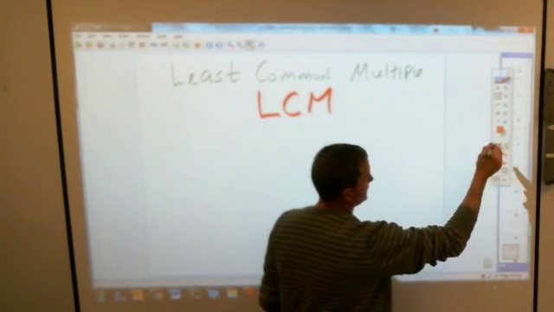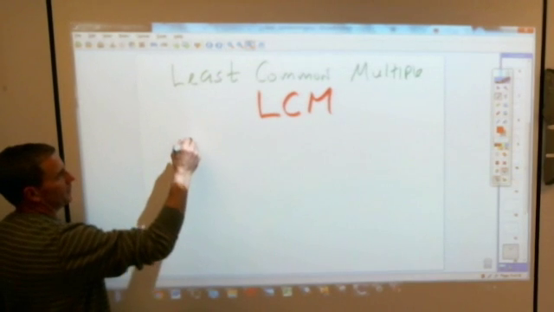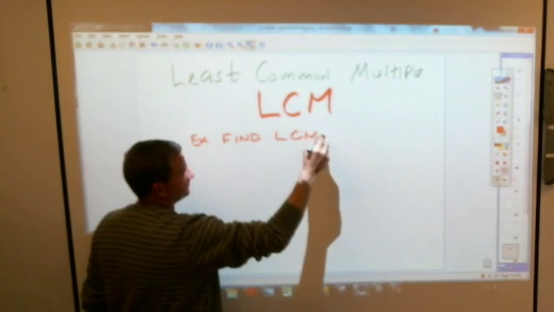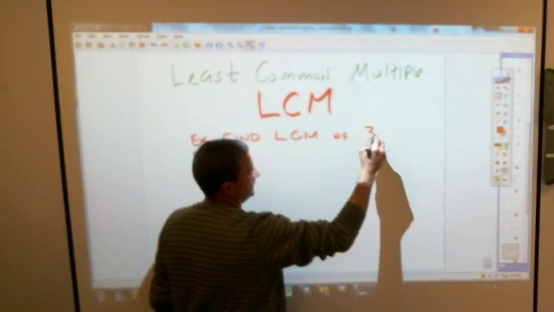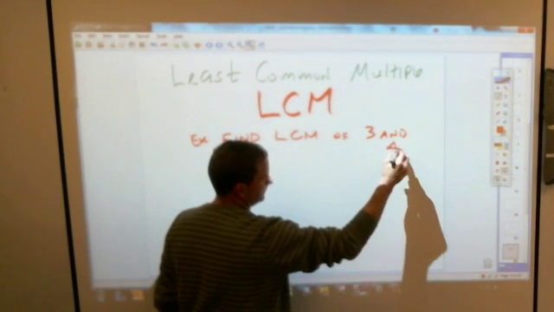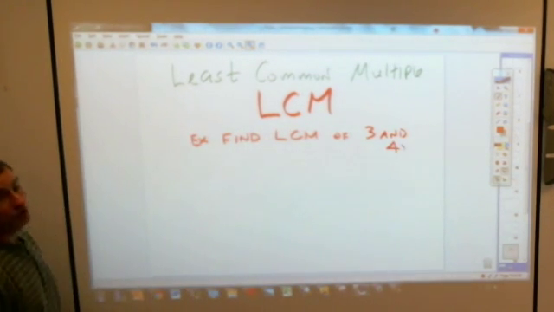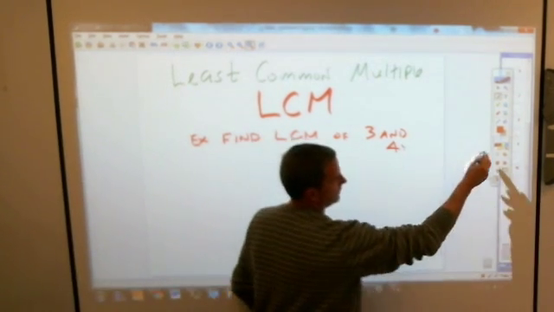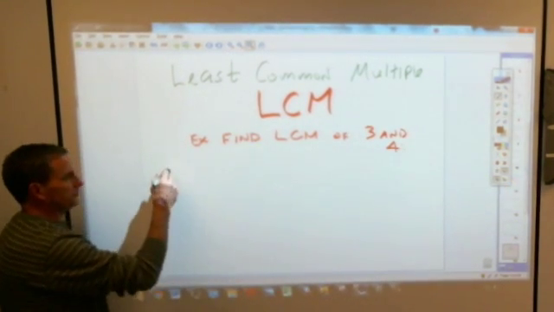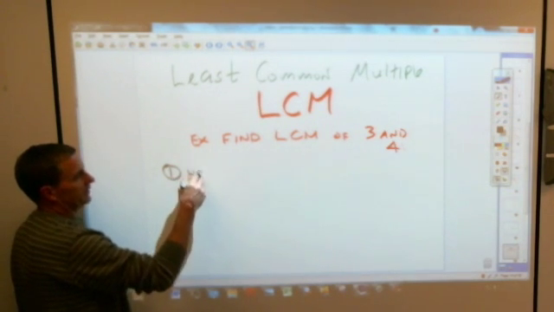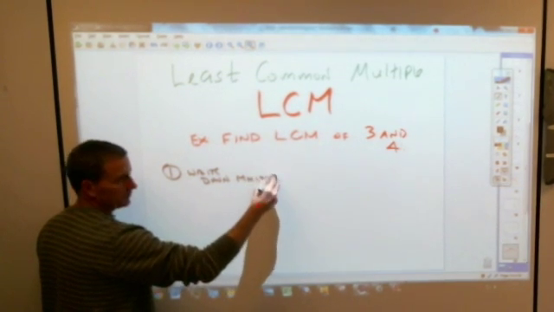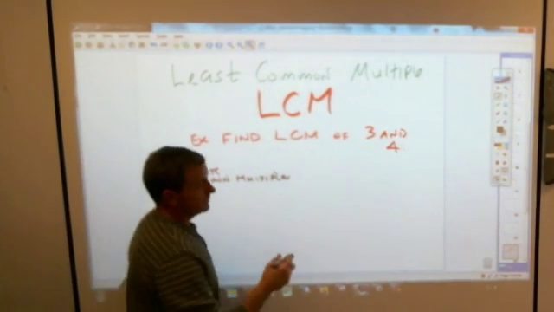Okay, when you're looking for the least common multiple, here's our example problem. Find the LCM of 3 and 4. First of all, understand multiples go on forever. So you can never give all the multiples. So if you're doing this, step number one is just to write down multiples of both numbers, but you'll never be able to give them all, so you just do a few of them just to see what's up.